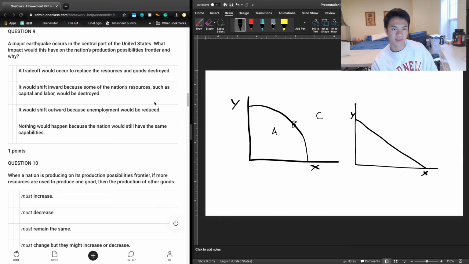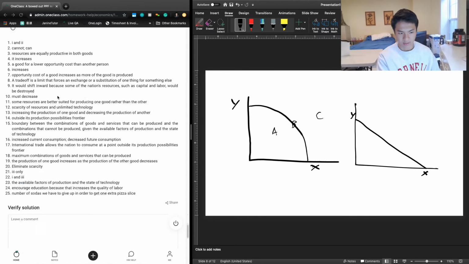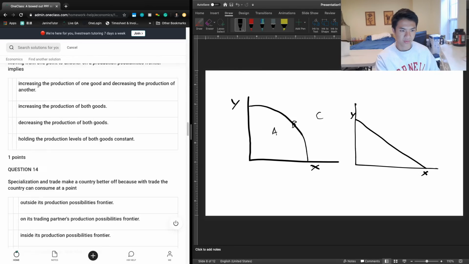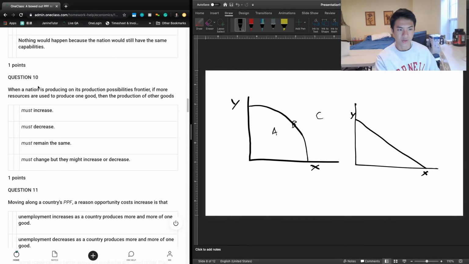Again, I think if they say a major earthquake in the central part of the United States, then the assumption is that the capabilities of the nation would have decreased because of, like answer choice B says, loss of capital and labor. So we're going to pick answer choice B, and let's take a look if that's the right answer here. And yes, it would shift inward because some of the nation's resources, such as capital and labor, would be destroyed. So that's great. That's going to be the right answer there. Great, so moving along.